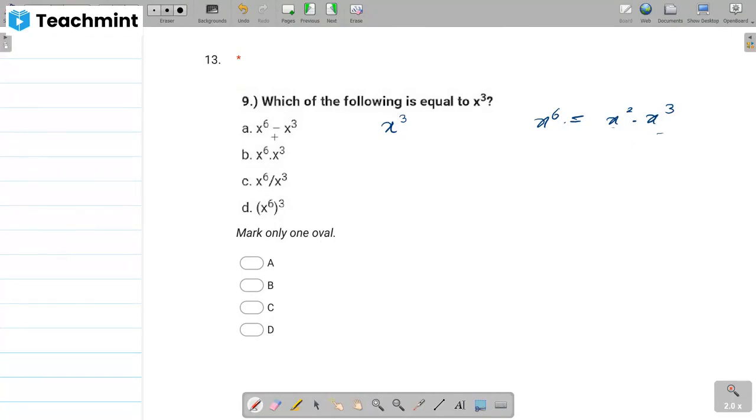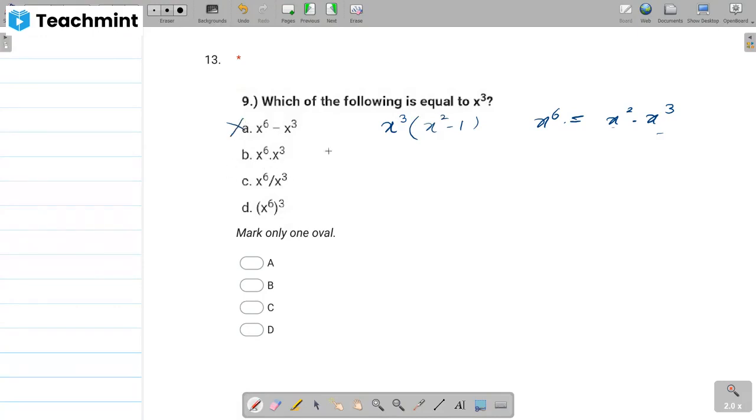So here, the only thing is that we cannot subtract or add numbers whose powers are different. Here we can only take x cube as common. When you take it common, you will get x square minus 1. So this is of course not equal to x cube, so the first one is wrong.